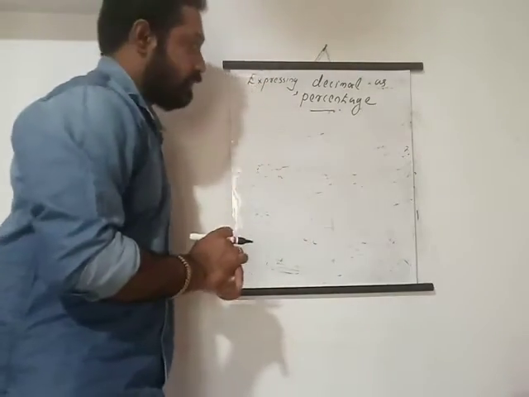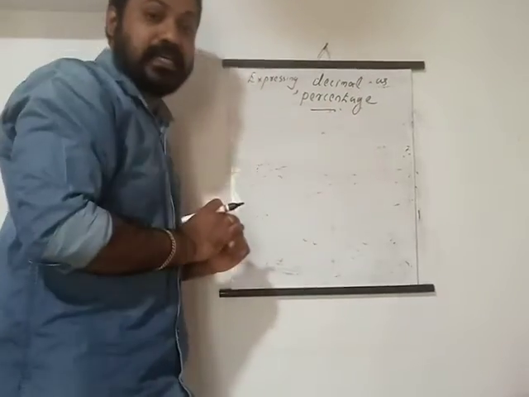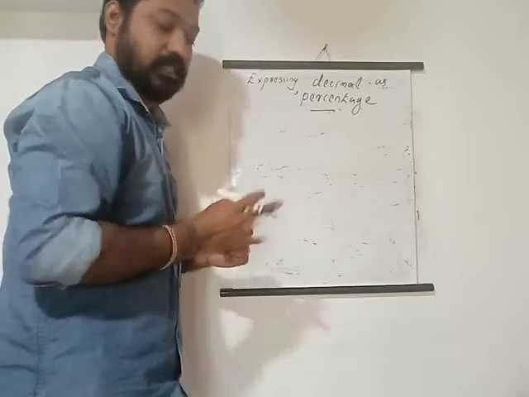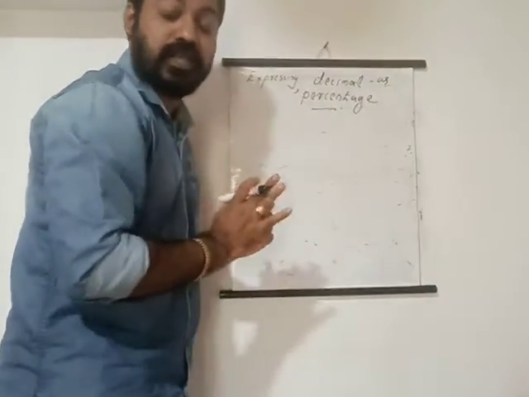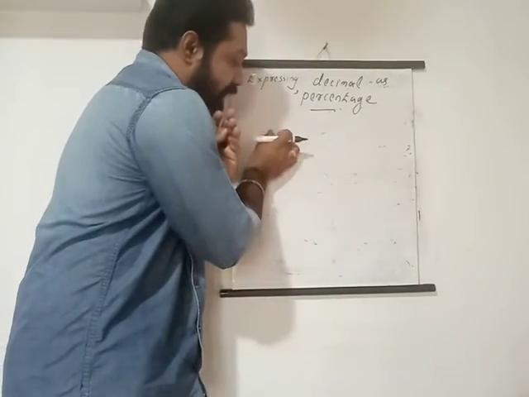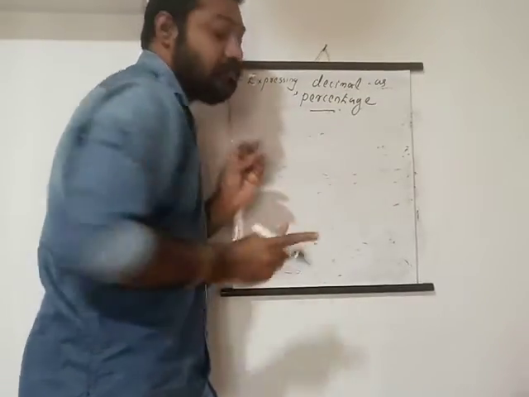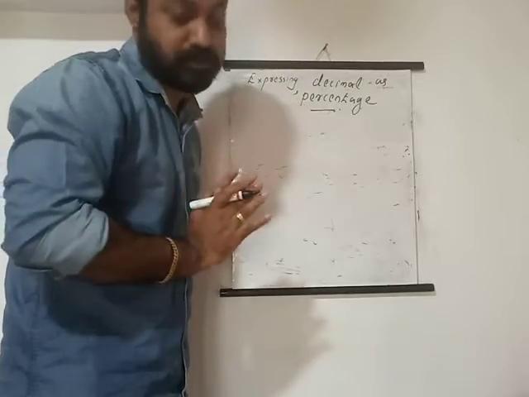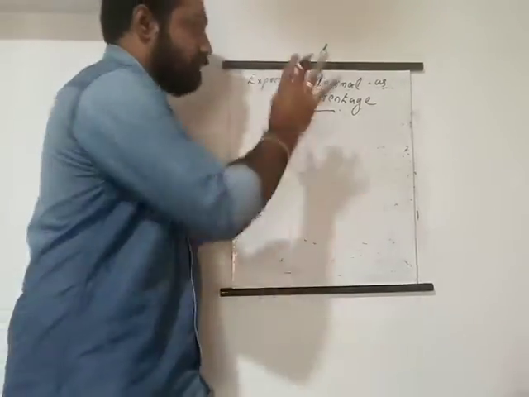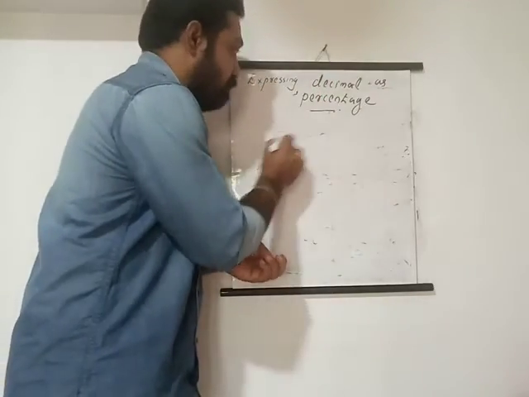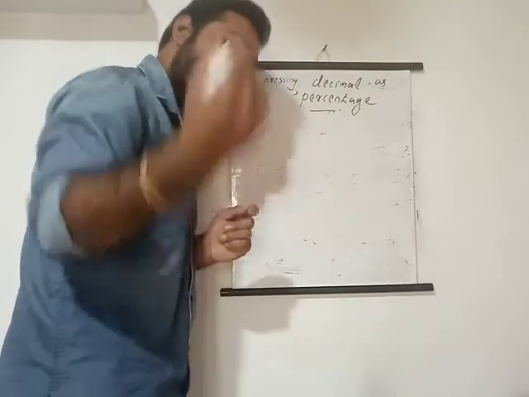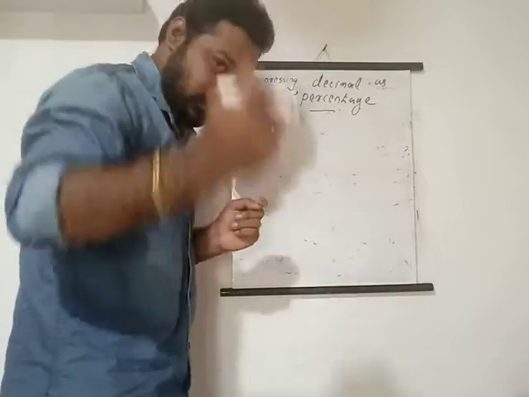Now the next one is expressing a decimal as a percentage. How can we express a decimal as a percentage? Very simple. A decimal is given, and we have to express it as a percentage. So we have a decimal number and it will be expressed with a percentage. Don't make confusion. When we get a question, just read the question: express the following decimal as a percentage. The question is given as a decimal, and you have to convert it into a percentage. All of you have to study this.